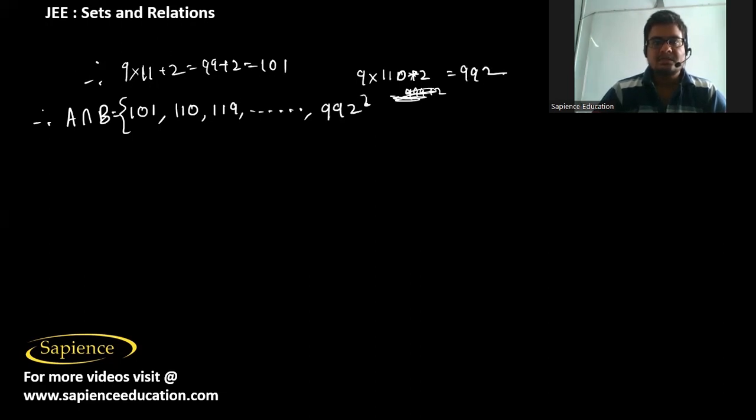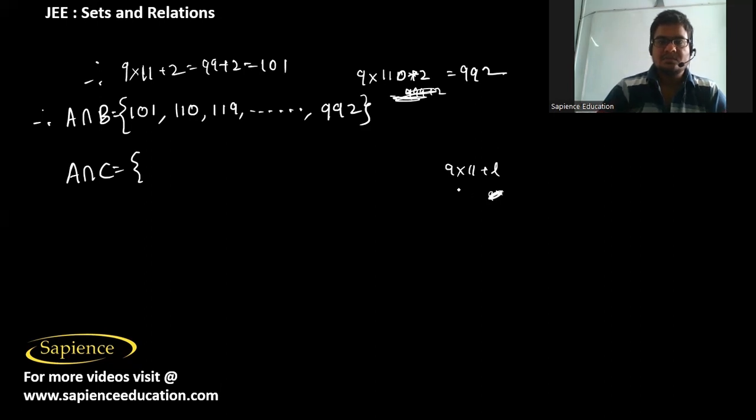So it will go till 992. And A intersection C will be of the form 9 into 11 plus L, that is 99 plus L. If you do that, obviously a 3-digit number will come. Else, if you do 9 into 10, that is 90 plus L, it will obviously be a 2-digit number. So 3-digit numbers only we should take, of the form 9k plus L.